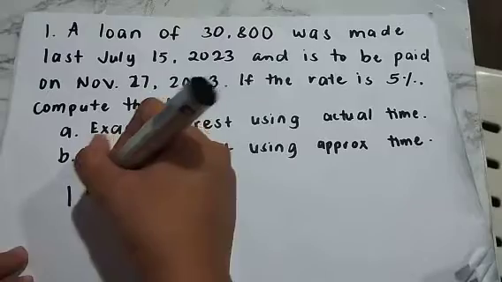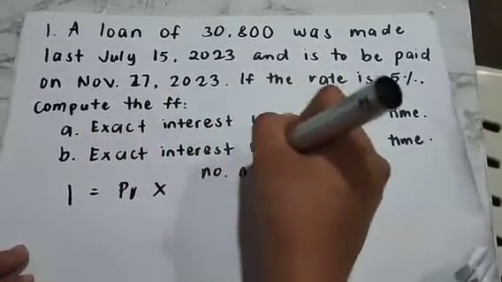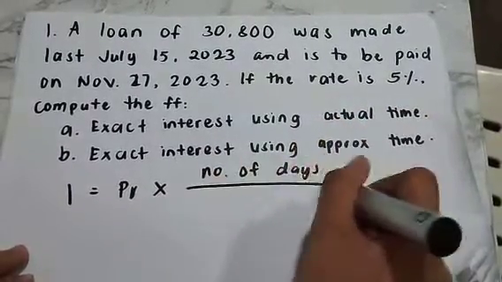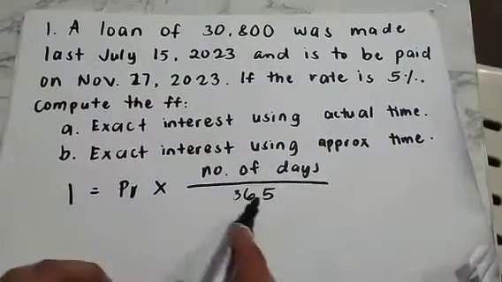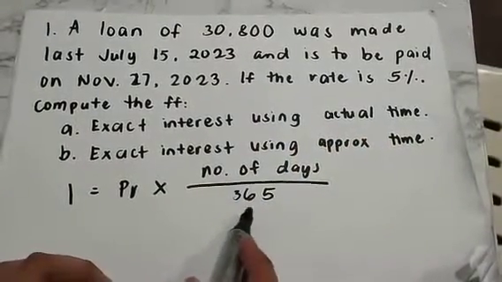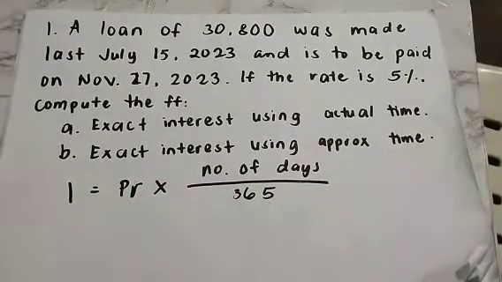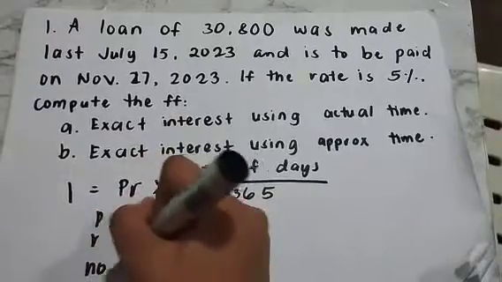So, I is equal to PR times number of days over 365. So, as you can see, exactong 365. After that, kakailangan na natin kunin yung given. So, P, R, and the number of days.